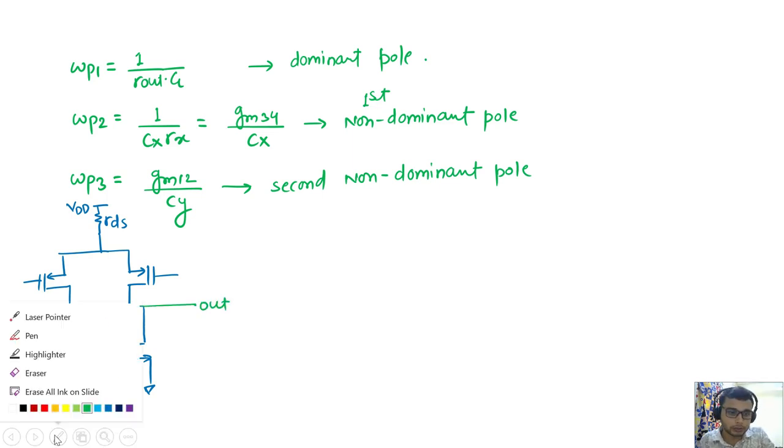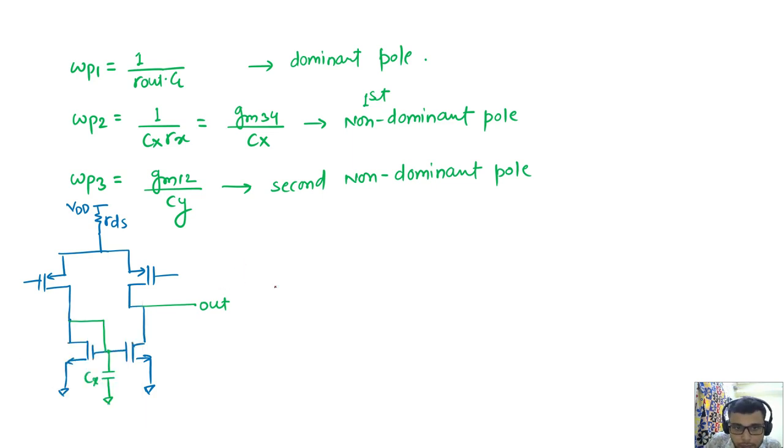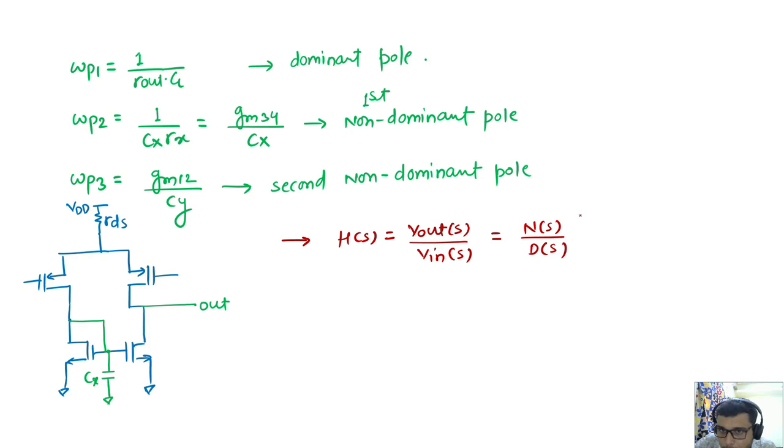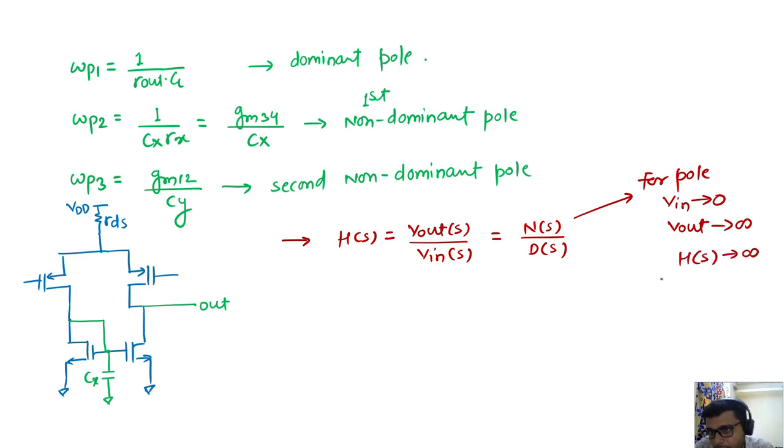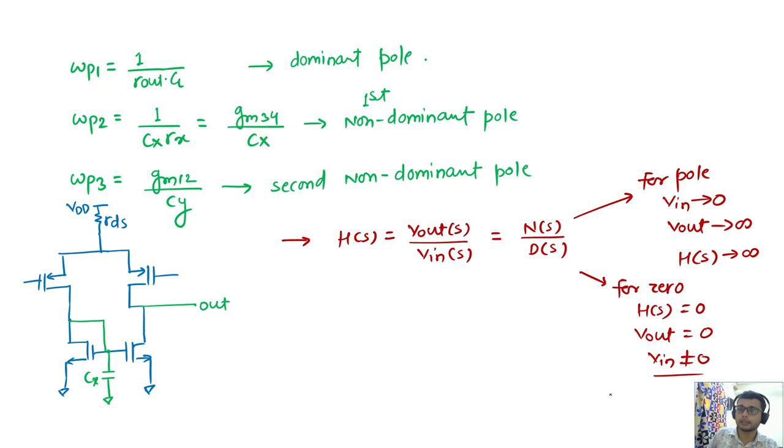So the output has two paths actually. When we are looking for a zero, how in general do we calculate a zero? Any transfer function is V out of s divided by V in of s, the numerator of the transfer function divided by the denominator. For a pole, the denominator is 0, so V out can be infinite, meaning the transfer function is infinite. For a zero, the transfer function is 0. In turn, my V out is 0 for non-zero V in.